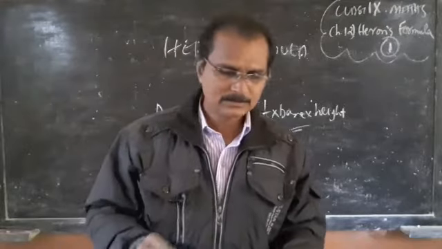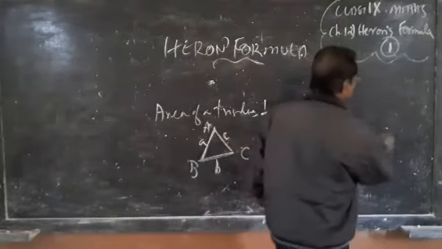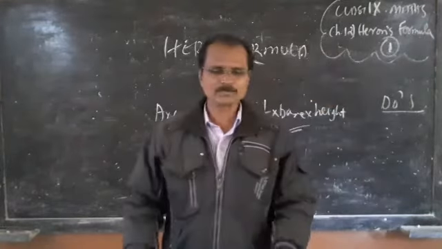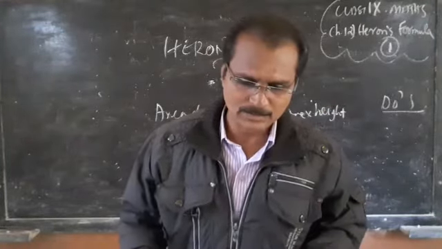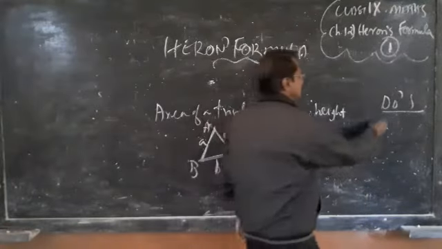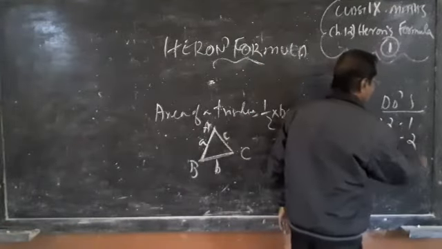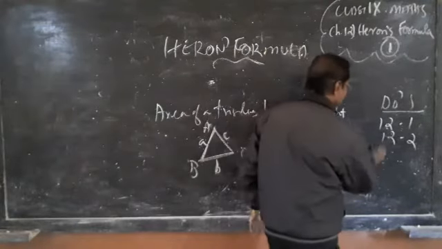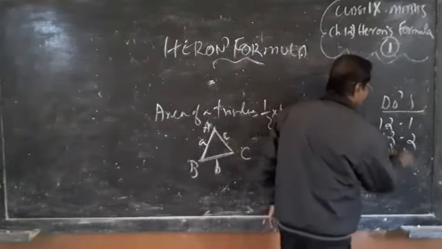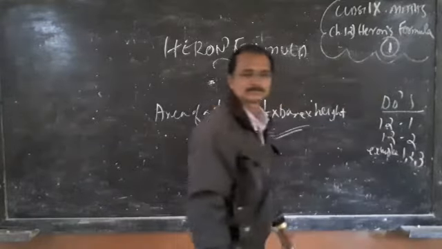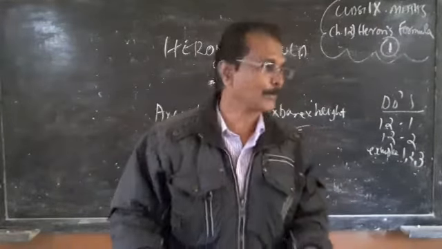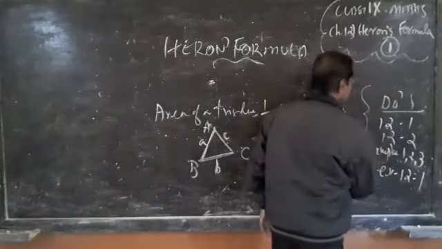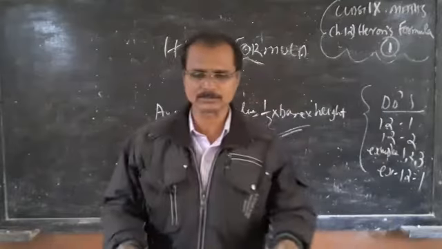Now before that, as usual, let us see what the do's and don'ts are. Do's: what is to be done in this chapter? Sections 12.1 and 12.2, Examples 1, 2, 3. Then Exercise 12.1. You have to do this whole thing.